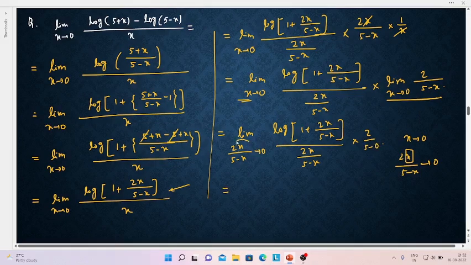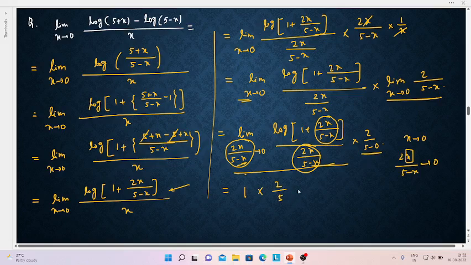Here you can see 2x upon 5 minus x is there in both places. These are similar, and that particular part is actually tending towards 0. So that total part will be equal to 1, and the other part will be 2 upon 5, right? So this is nothing but equal to 2 upon 5. The value of this particular limit is 2 upon 5.